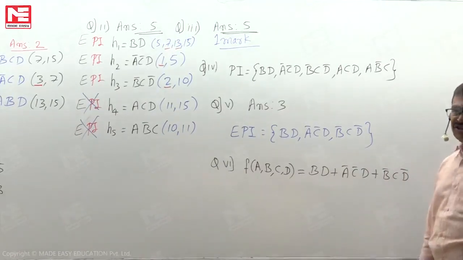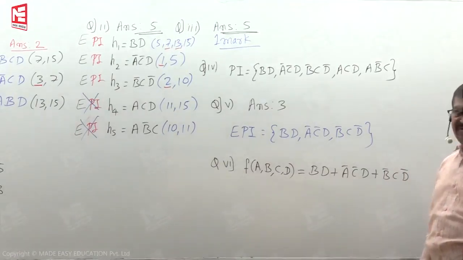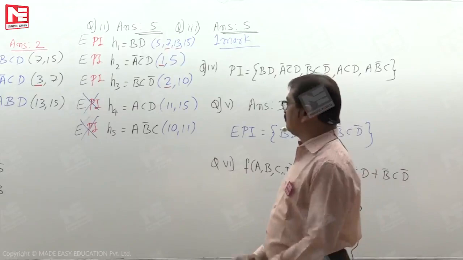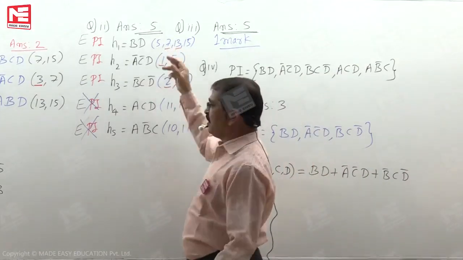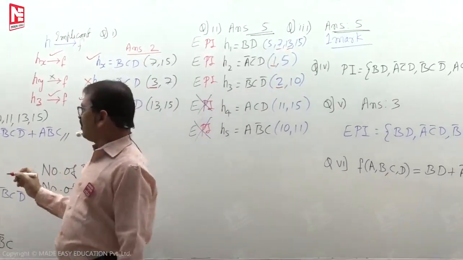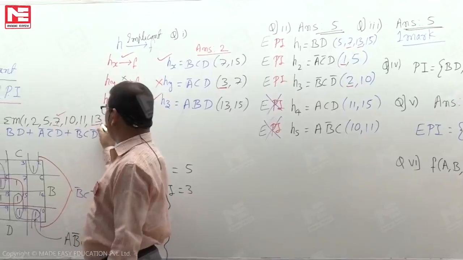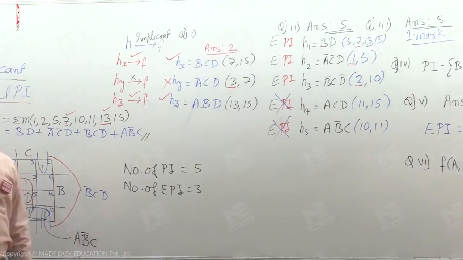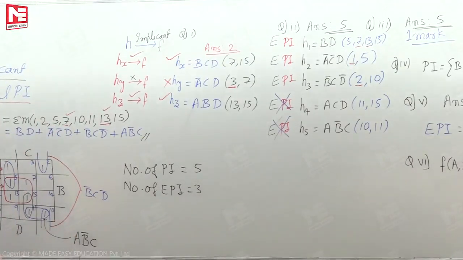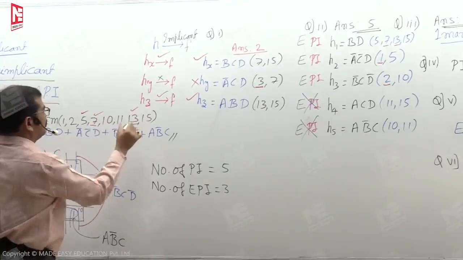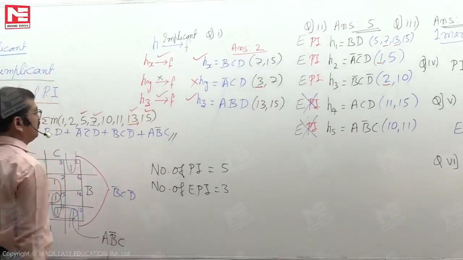Now let me check which minterms are covered because of these essential prime implicants. The product BD covers 7 and 13. For the given function, minterms 7 and 13 are covered by it. Apart from 7 and 13, it is also covering 5 and 15.